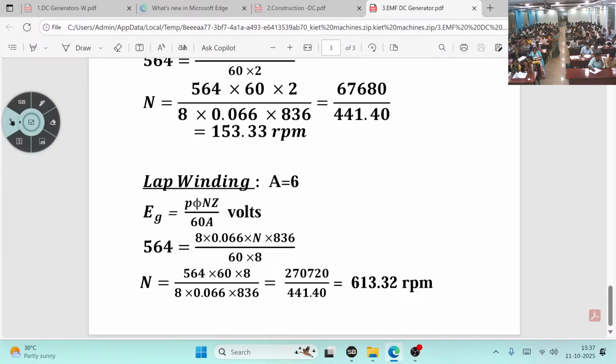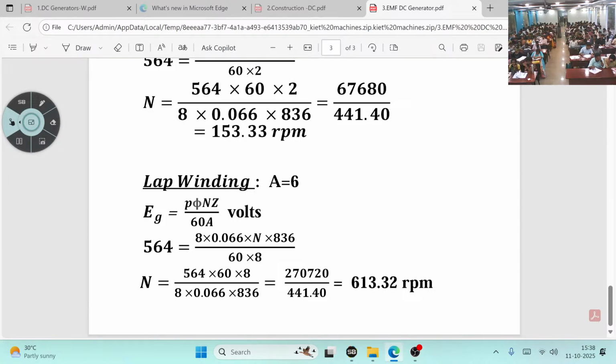So this is about DC generator principle, construction, EMF equation and problems. Okay. Then we will move to the DC motor. What do you mean by DC motor? What is the definition of DC motor? DC motor can be defined as a machine or a device which will convert electrical energy into mechanical energy.